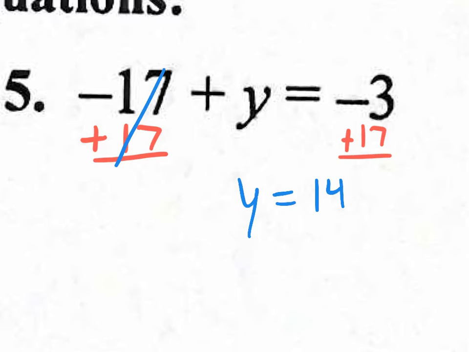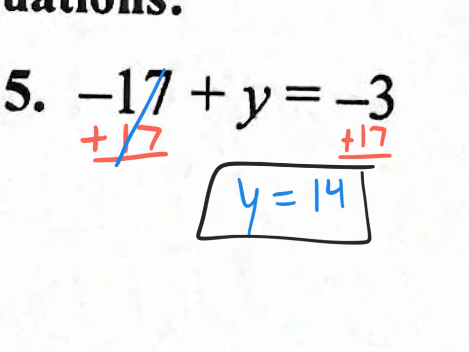Negative 3 plus 17 is 14. You could use calculators, all right? So no excuses. Use the calculator. That's your answer. Y equals 14.